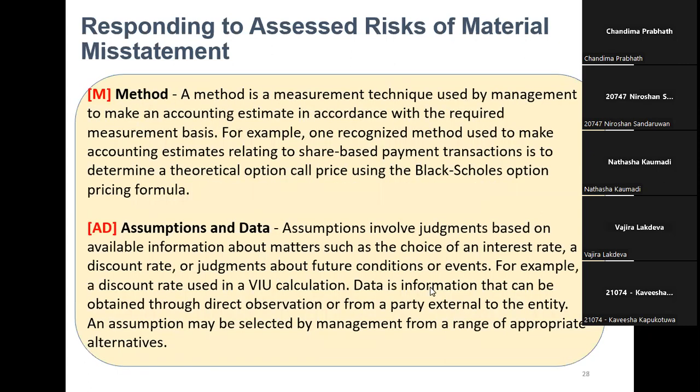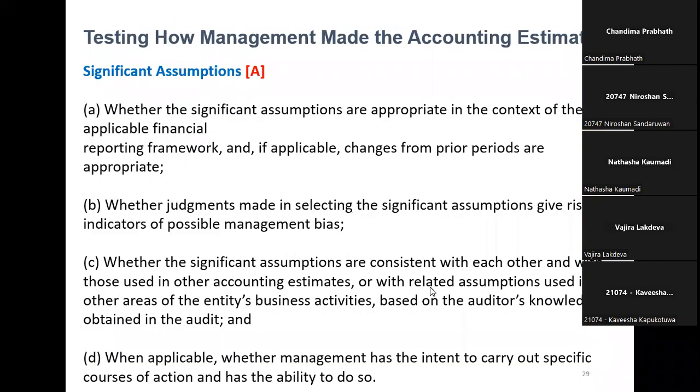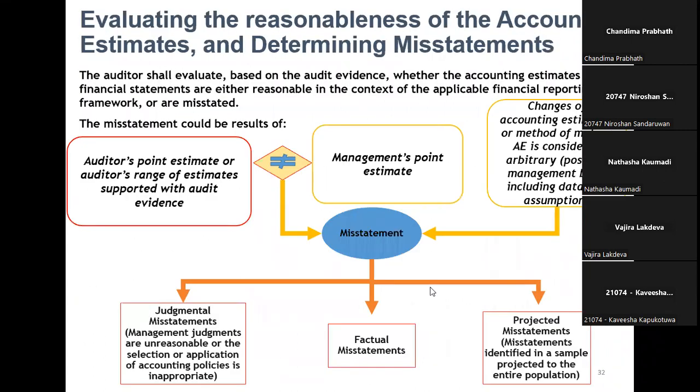I am not going to go through these things; I explain at high level the method, assumptions and data. You call it MAD, which is a new thing introduced under the revised standard. These things you can go through. So this is at high level, evaluating the reasonableness of the accounting estimate and determining misstatement. The auditor shall evaluate, based on audit evidence, whether the accounting estimates in the financial statements are either reasonable in the context of the applicable financial reporting framework or are misstated.